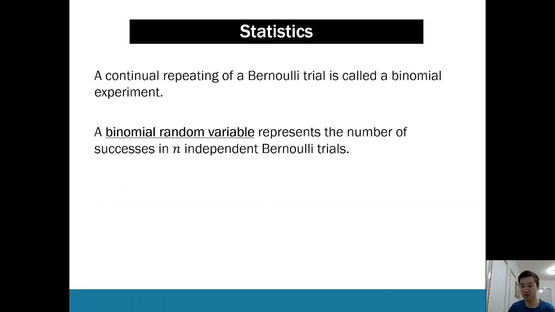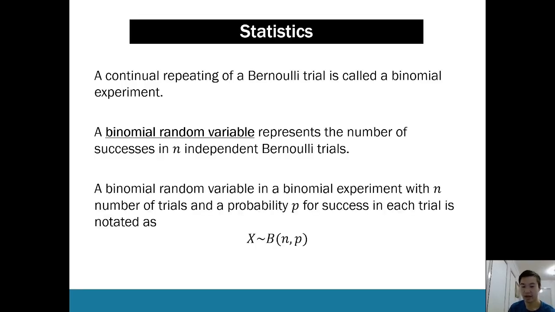If we repeat Bernoulli trials over and over again, we will end up getting something called a binomial experiment. A binomial random variable represents the number of successes in n independent Bernoulli trials. So how many successes did you get after you did n Bernoulli trials? The way we notate a binomial random variable in a binomial experiment with n number of trials and a probability of success p is X tilde B(n, p), B standing for binomial, n for number of trials, and p for probability of success.